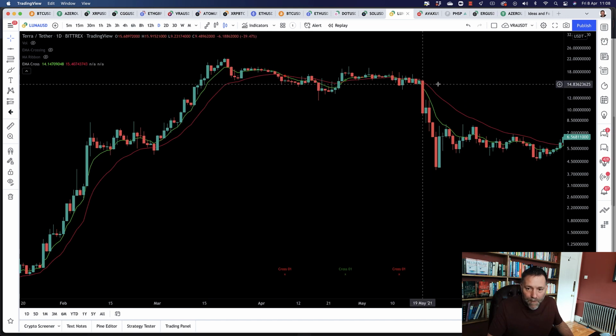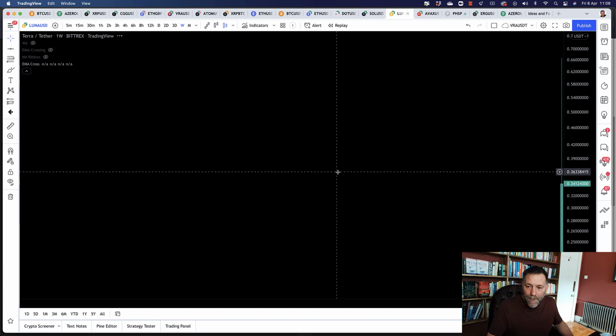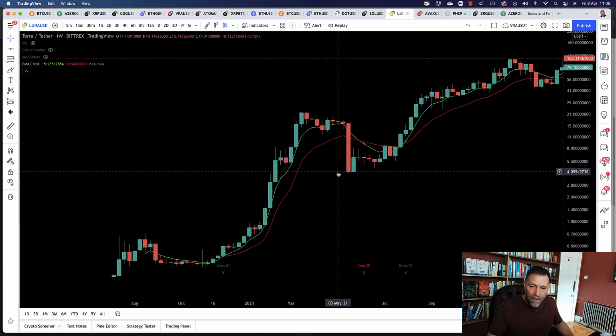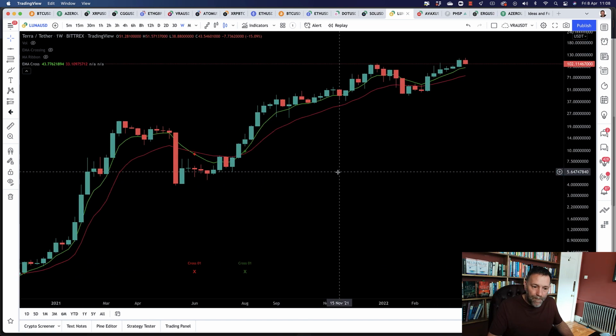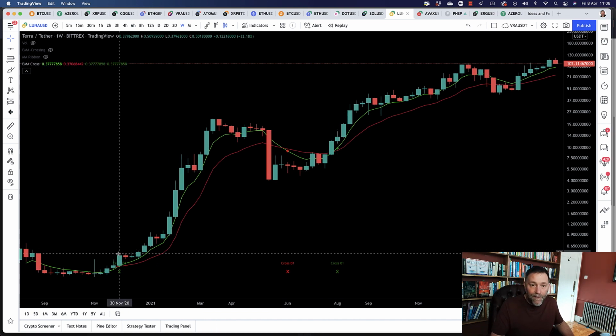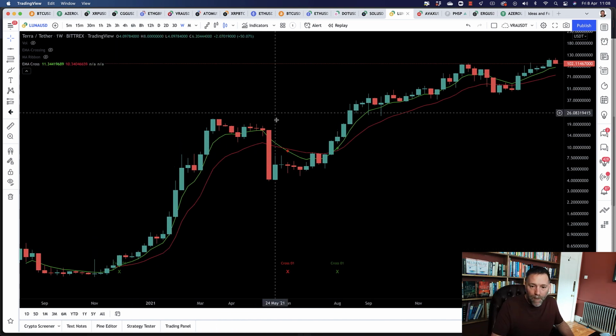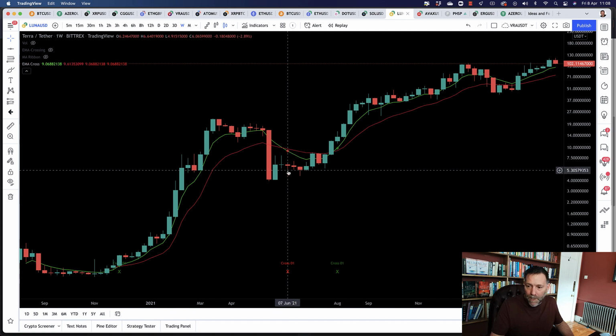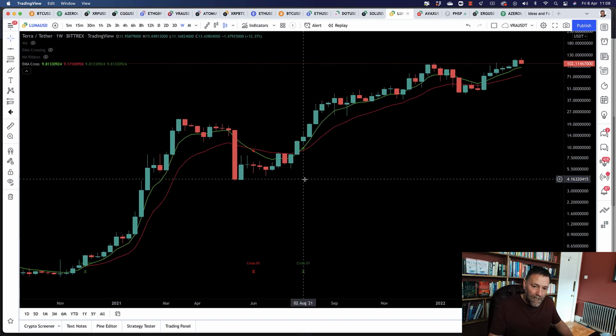But as I said, when it's moving sideways, it's not a good indicator. Let's look at Terra Luna on a weekly, see what happens with the EMA on the weekly. So we can see here, we had a crossover on the weekly at 52 cents, went all the way up and didn't cross back down until $5. So that's a 10x, that's 1,000%. So that's the first one.